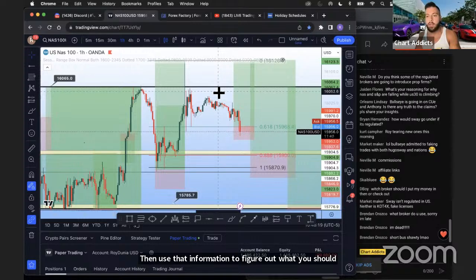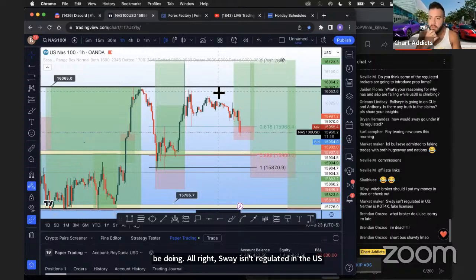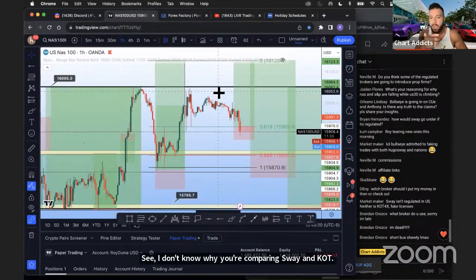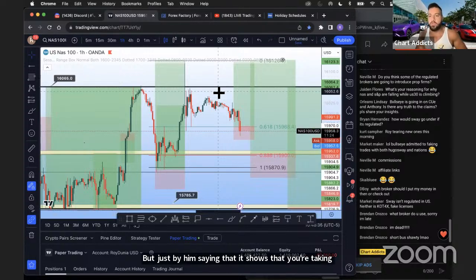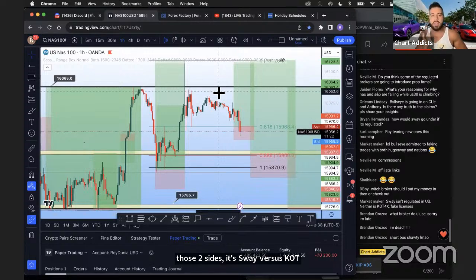All right? Sway isn't regulated in the US, neither is KOT, Forex, fake licenses. I don't know why you're comparing Sway and KOT. They're all the same. But just by him saying that, it shows that you're taking those two sides. It's Sway versus KOT. People, we've been getting robbed by Hugo's for years. I brought 100,000 people over to Hugo's. They never sent me a check.